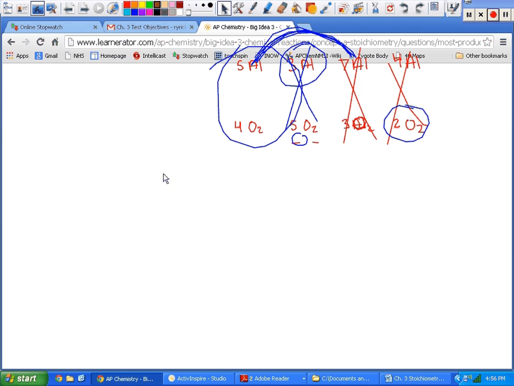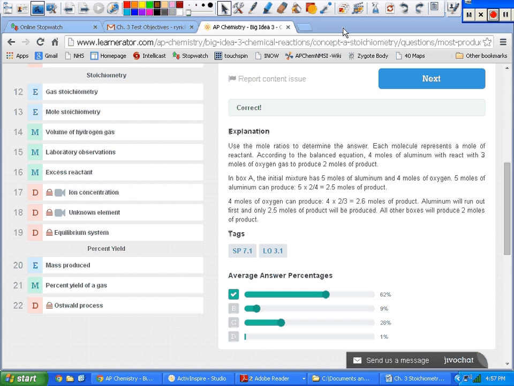All right, here's the explanation. Use the mole ratios to determine the answer. Each molecule represents a mole of reaction according to the balanced equation, 4-3 to produce 2 moles of product. Okay? In box A, the initial mixture has 5 moles of aluminum and 4 moles of oxygen. 5 aluminum can produce 2.5 moles of product. You with me? Okay? 4 moles of oxygen can produce 2.6 moles of product. All you did was a mole to mole ratio. Okay? Aluminum will run out first and only 2.5 moles of product will be produced. So essentially you're finding the limiting reactant. All other boxes will produce 2 moles of product.